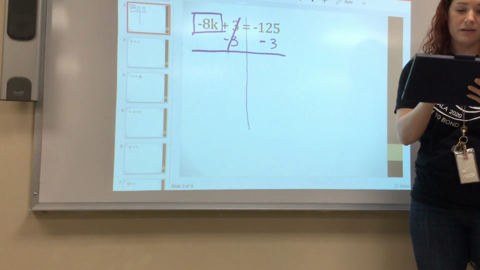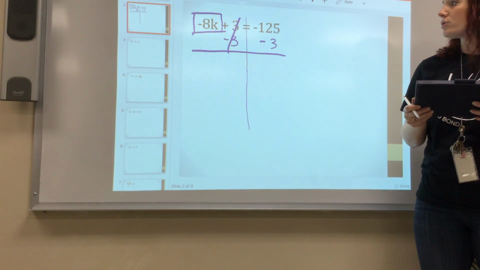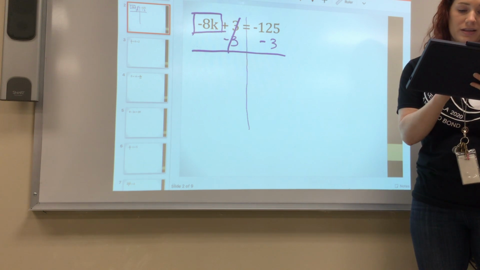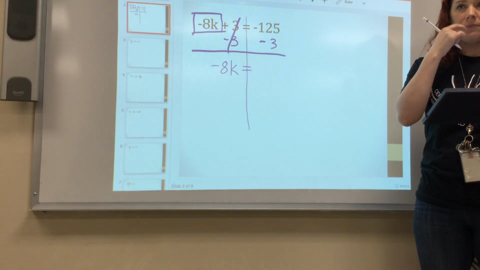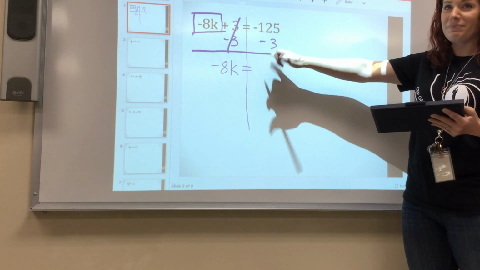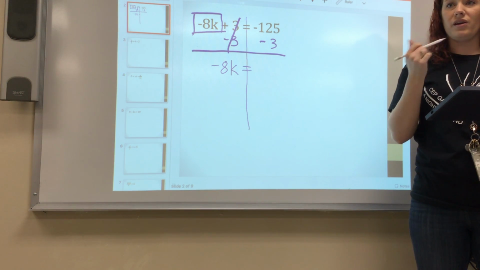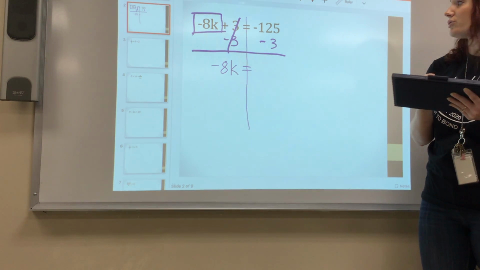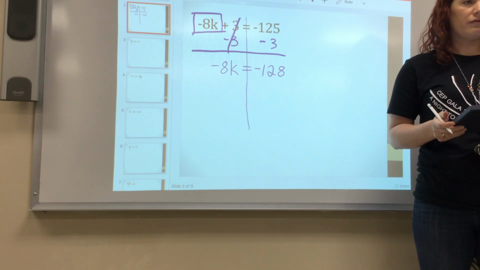So on the left side, 3 minus 3, inverses always cancel, so we can get rid of that part. So what do we have on the left-hand side? Negative 8K. So we're one step closer to getting K by itself. And all of our math is going to happen on the right-hand side, keeping track of what my numbers are. Be careful on this one because they're both negatives. What do you do with the numbers when they're both negatives? Hannah? You add them together. So you have negative 128.